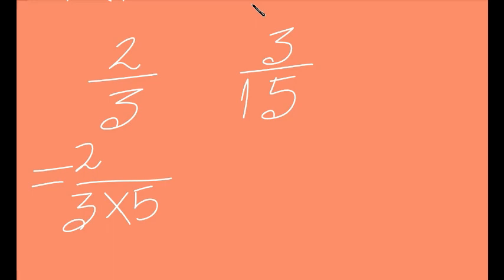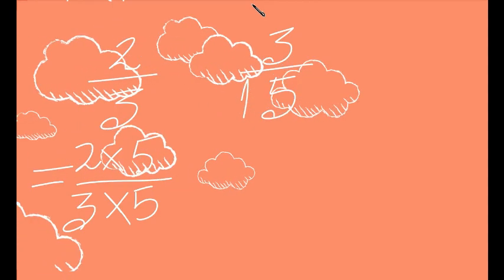Alright, for example 2 by 3 is also equal to 2 into 5 by 3 into 5. They are called equivalent fractions. Alright, any fraction is equivalent to infinite number of fractions. And how do we get equivalent fractions?